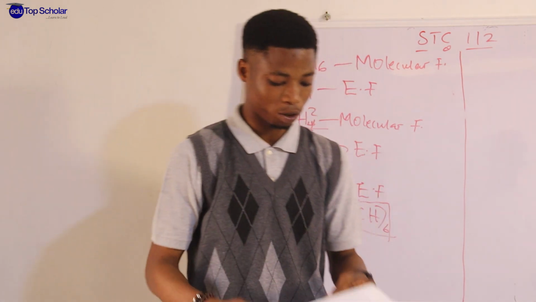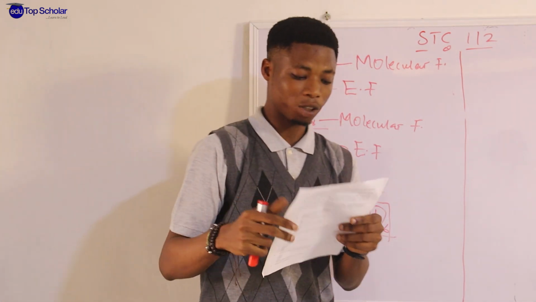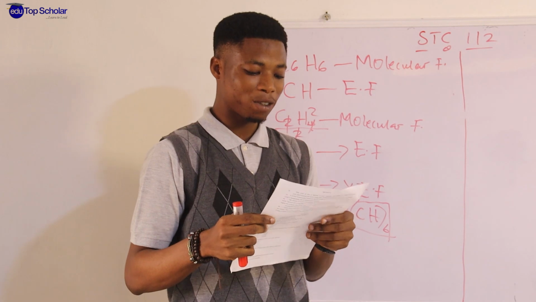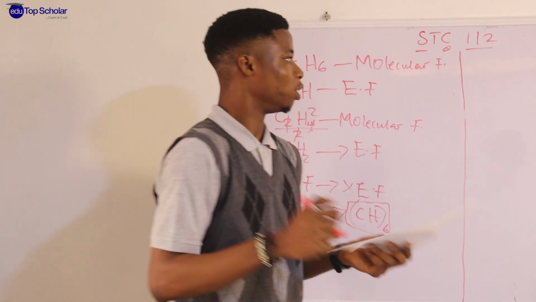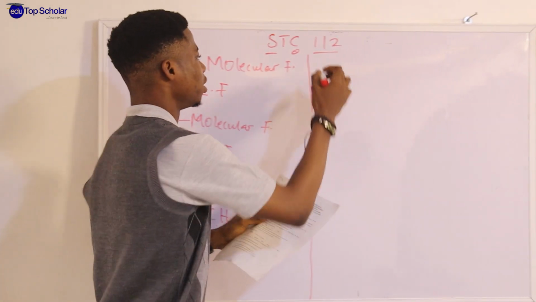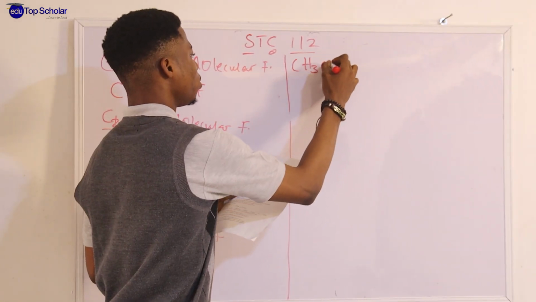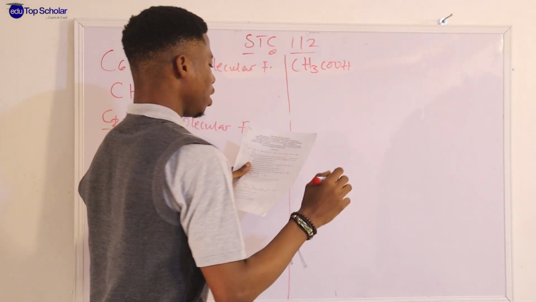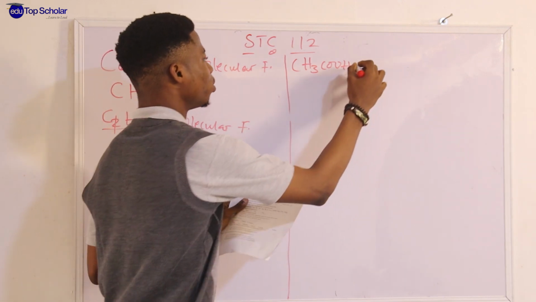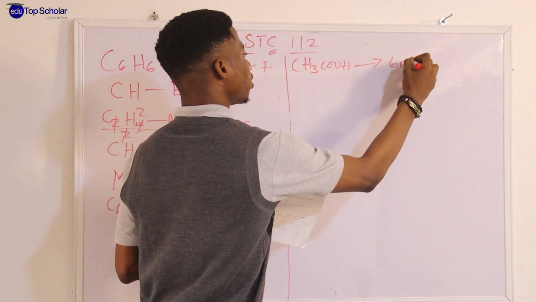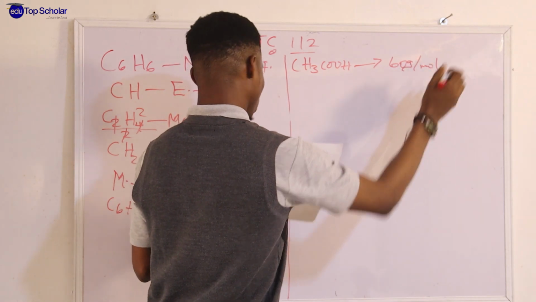Now to the second question, this is a calculation question. It says one of the active ingredients in vinegar is ethanoic acid. The molecular formula for ethanoic acid is CH3COOH. Ethanoic acid has a molecular mass of 60 grams per mole. Take note, the molecular mass is 60 grams per mole.